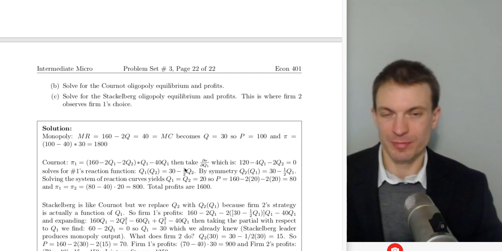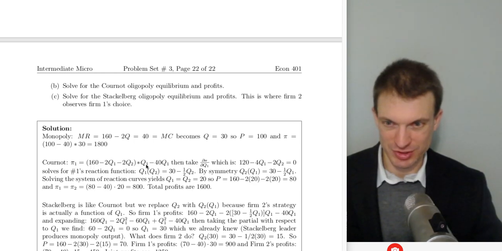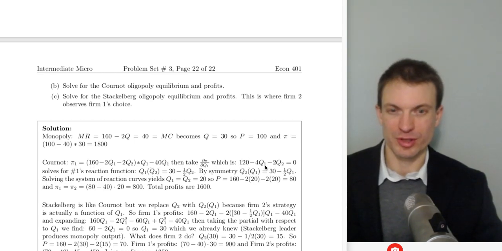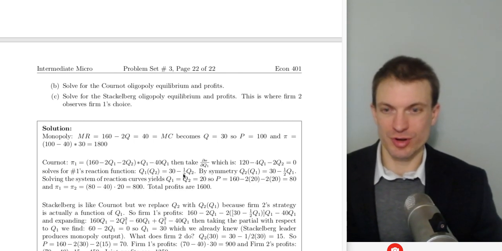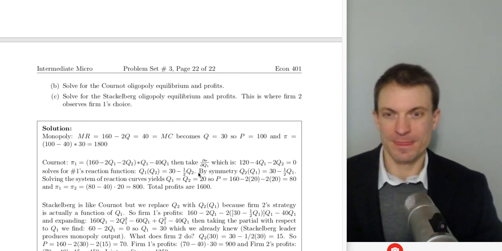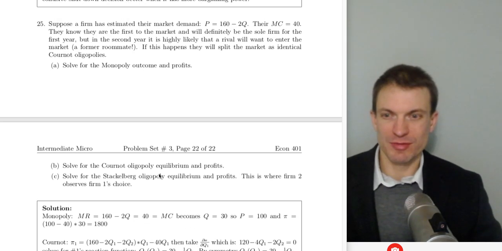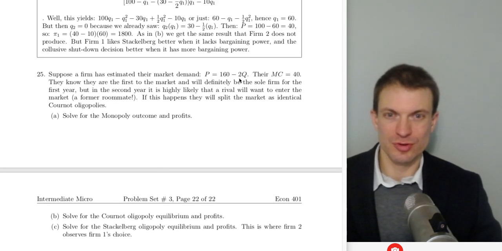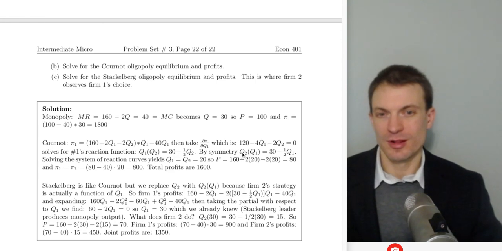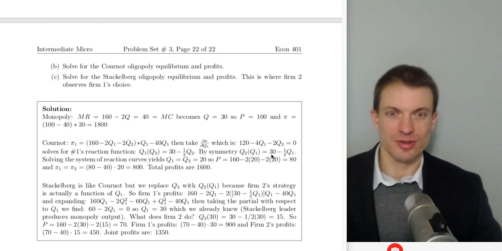All right, so we'll take the derivative. So it'll be 120. That was from this 160 minus 40. So 120 minus 4Q1 minus 2Q2. Firm 1's reaction to firm 2's choice is 30 minus 1/2 Q2. By symmetry, do we have symmetry? Yeah, we have symmetry. Why? Because this is 2, which is going to be multiplied by both Q1 and Q2, and they have the same marginal cost. So we have symmetry. By symmetry, we know firm 2's reaction curve is going to be 30 minus 1/2 Q1.